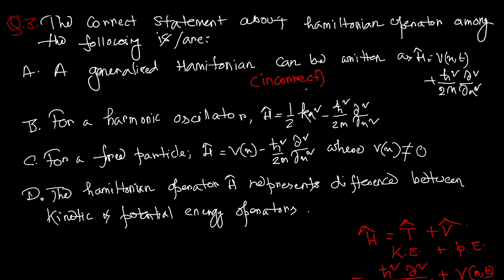Now for a harmonic oscillator, if you think of a spring like this tied to a box, and you apply a force on a mass, then the restoring force will be k into x, where x is the difference between the distance covered and the equilibrium distance.